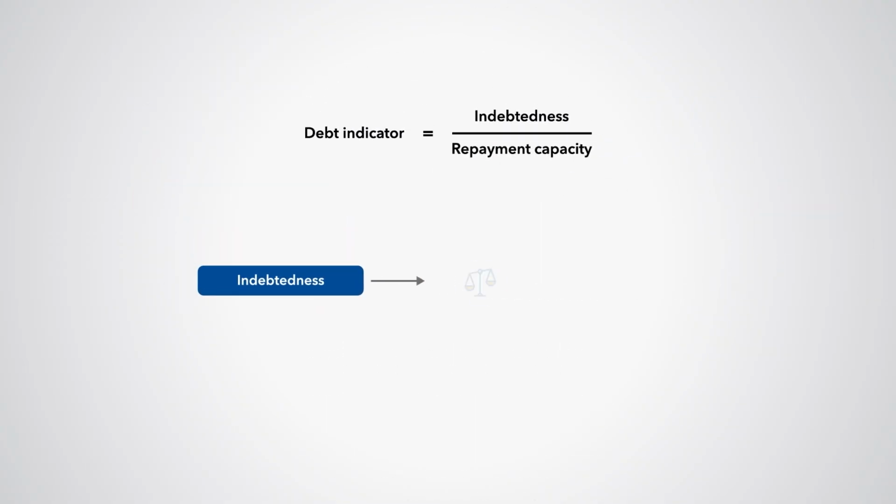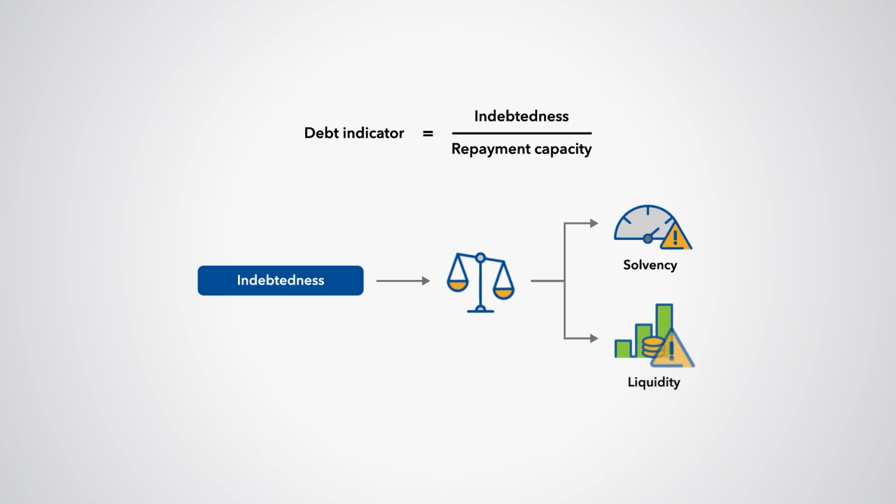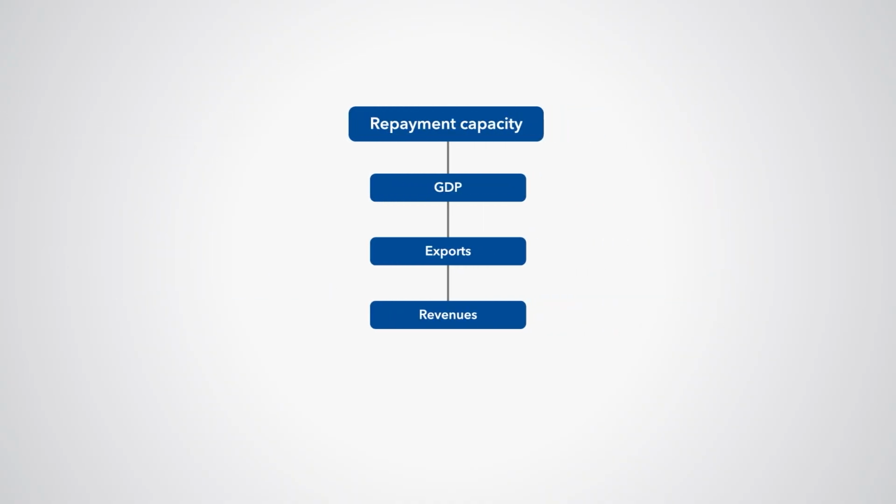As we can see, different measures of indebtedness are used to identify solvency and liquidity risks. Delineating solvency and liquidity risks can be a challenge, especially as liquidity problems can turn into solvency problems if not adequately addressed. Now let's see how the repayment capacity is calculated in the equation.